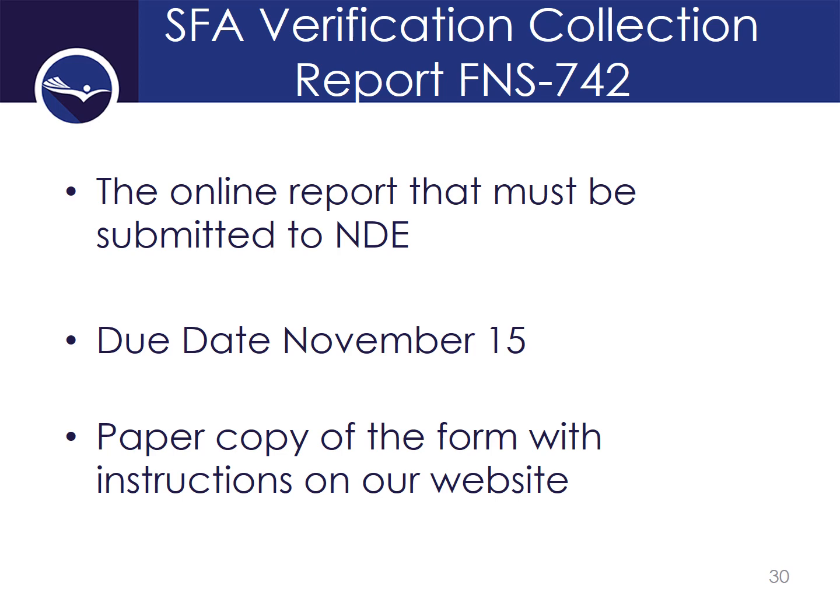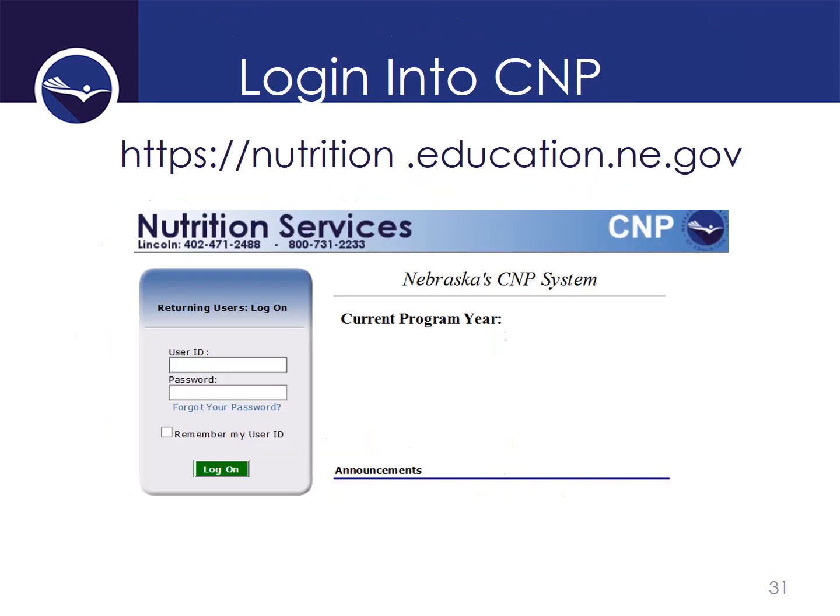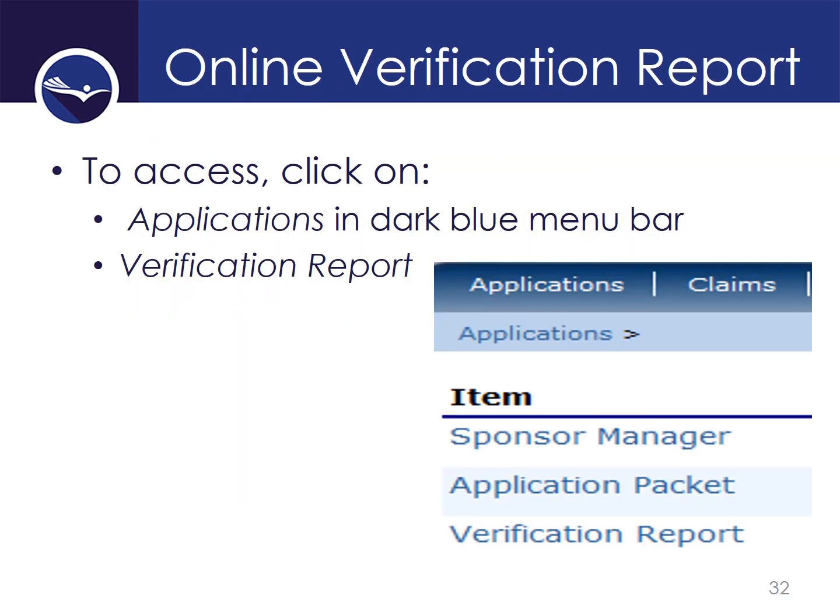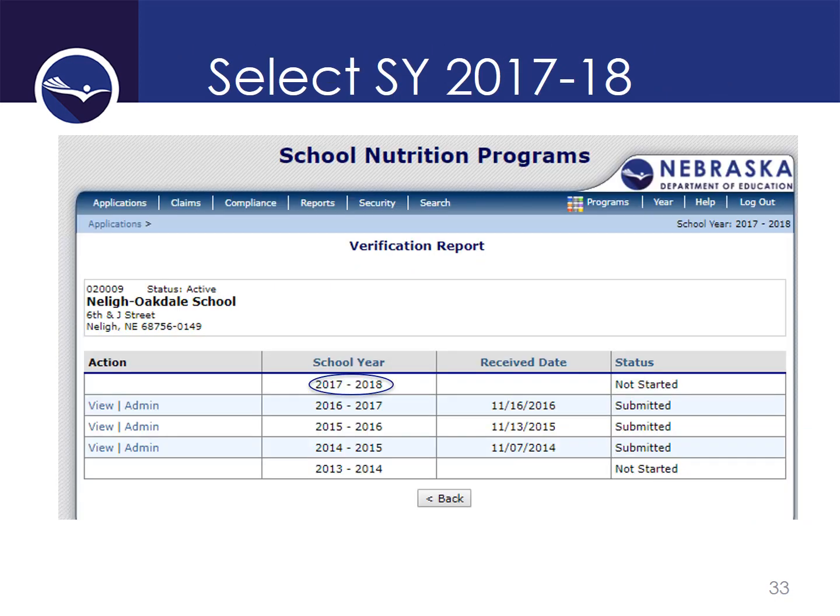The online verification report must be completed by all school districts and residential child care institutions by November 15th. A paper copy of the form is available with instructions on our website. You will need to log into the CNP system with your user ID and password. To access the report, click on the dark blue menu bar and select Verification Report. Next, you will select school year 2017-18.